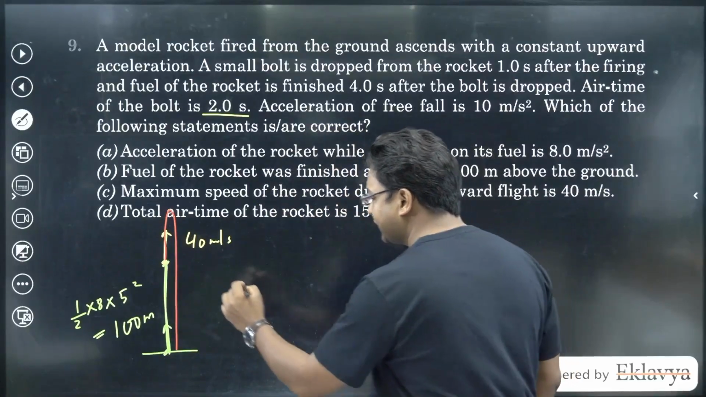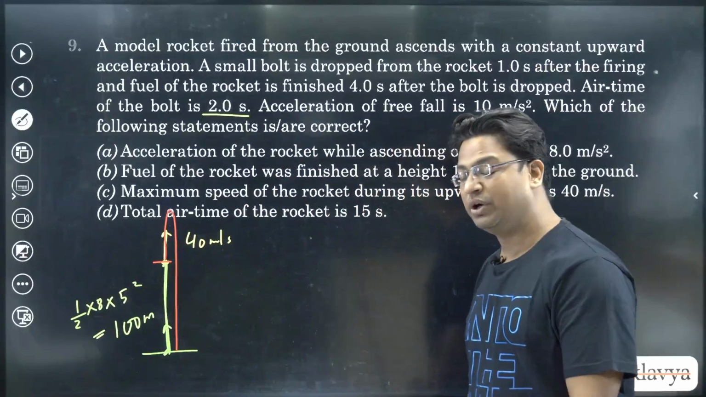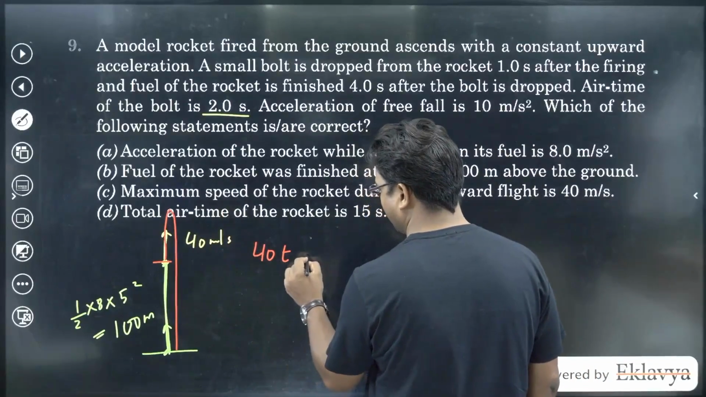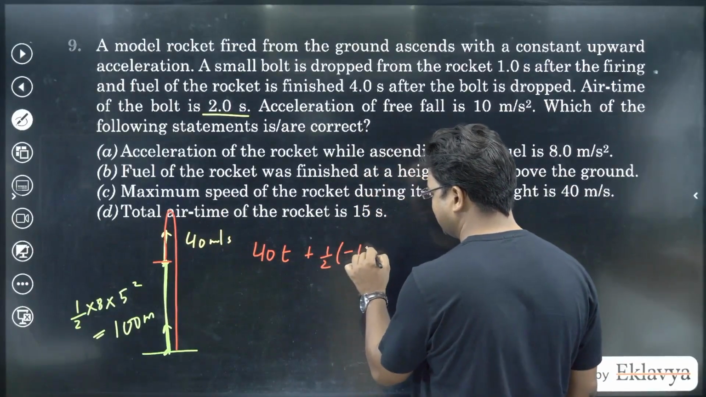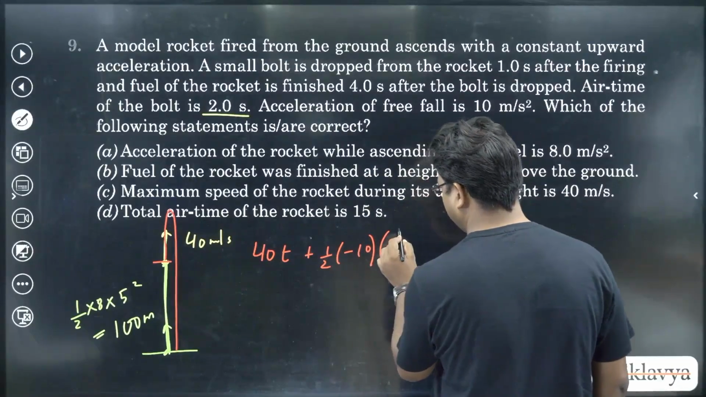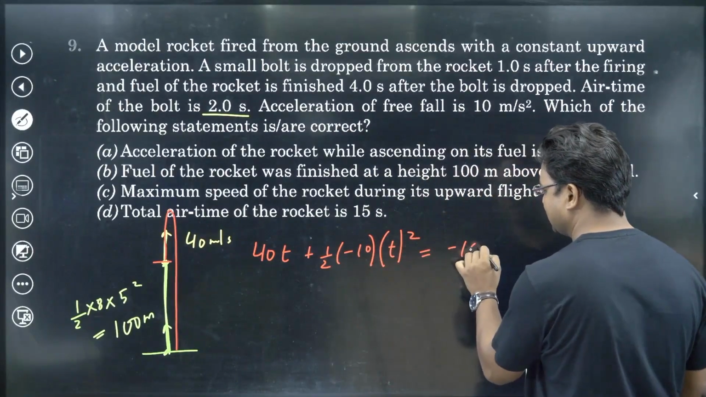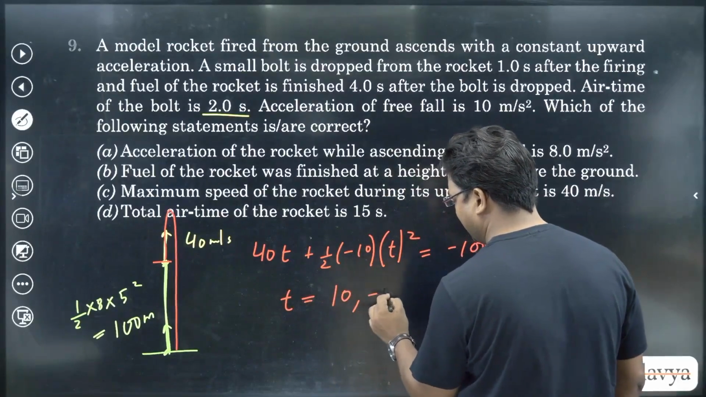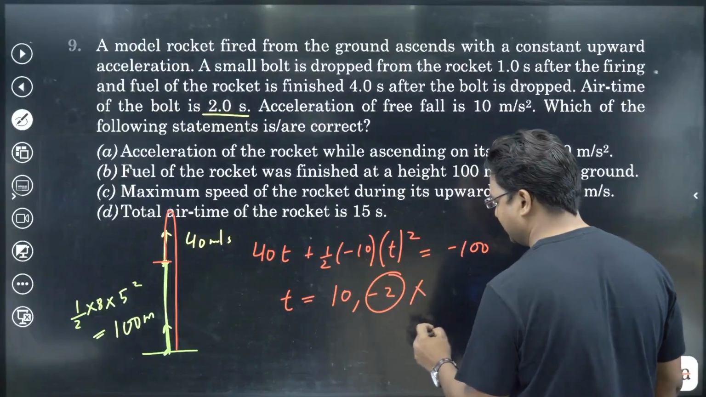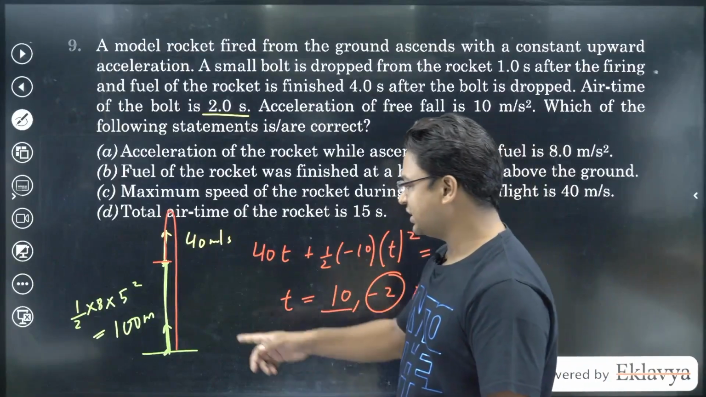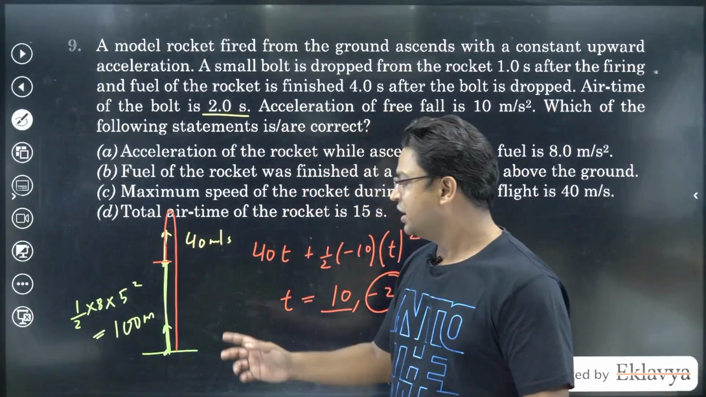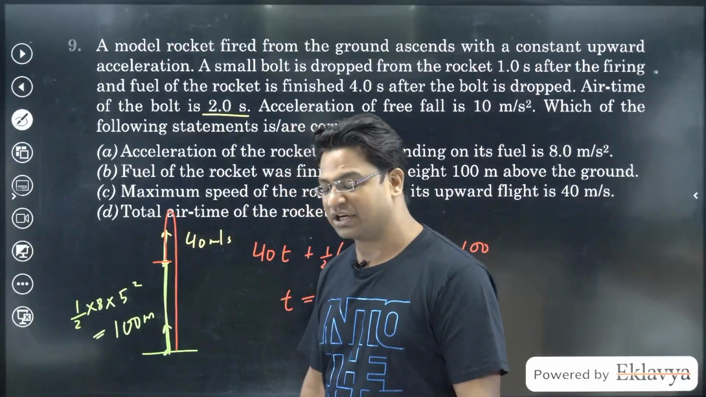So after this time, how much more time will it take to hit the ground? Again, we can calculate it as 40 into t, plus half into minus 10 into t square, is equal to minus 100. On solving this equation, you will get the value of t as 10 and minus 2. You will discard the negative value. So 10 seconds is the time of flight of the rocket after the fuel is finished, and the fuel was finished after 5 seconds of launch.